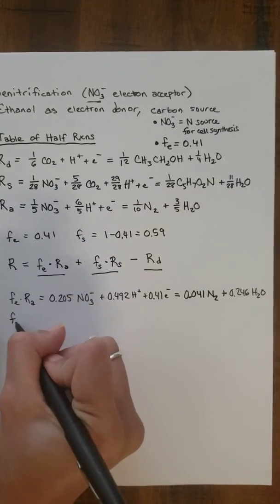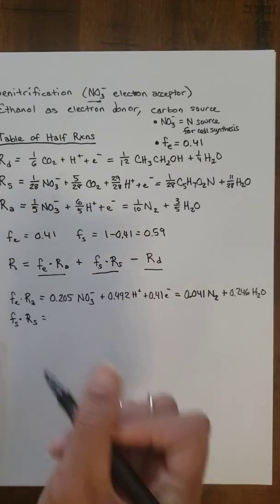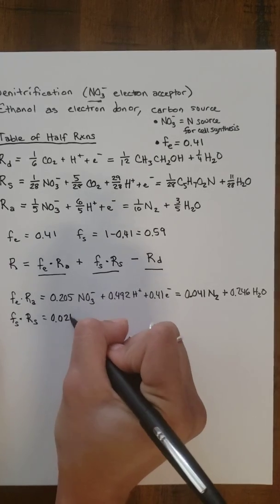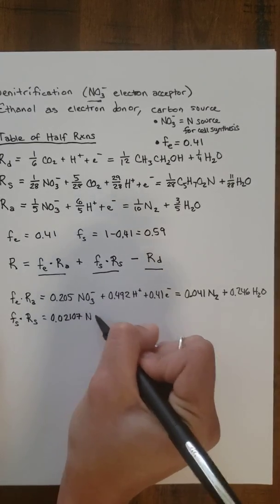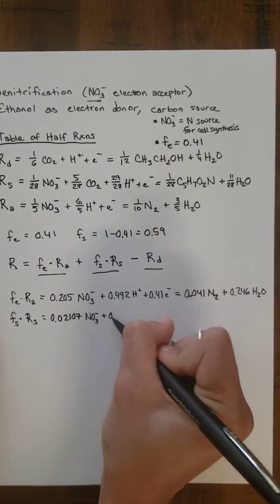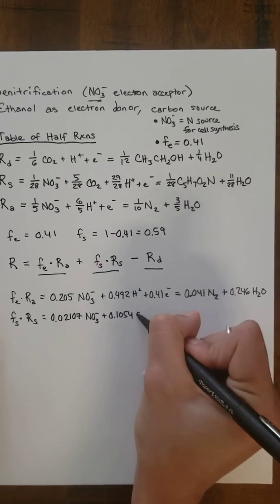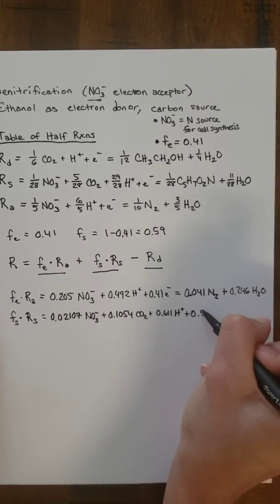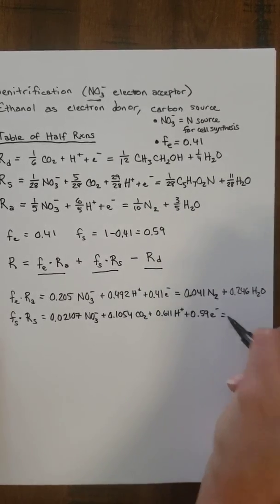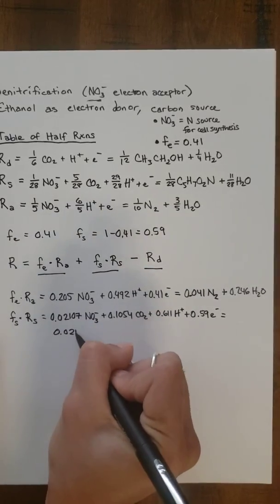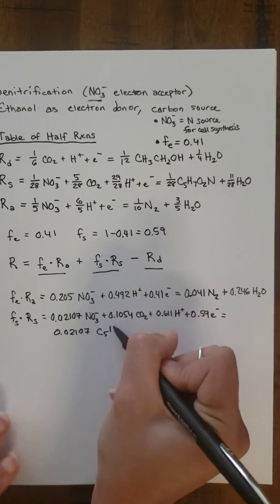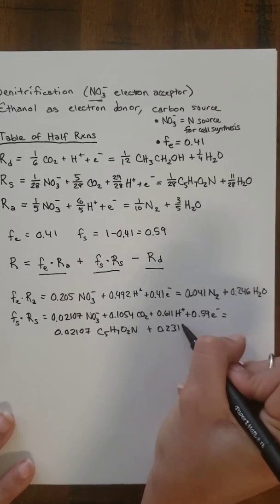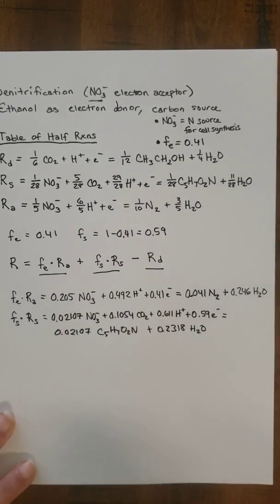I'm going to calculate now the fs times our Rs equation, and that comes to 0.02107 nitrate plus 0.1054 CO2 plus 0.611 proton plus 0.59 electron, and that all goes to 0.02107 C5H7O2N plus 0.2318 H2O. All right.